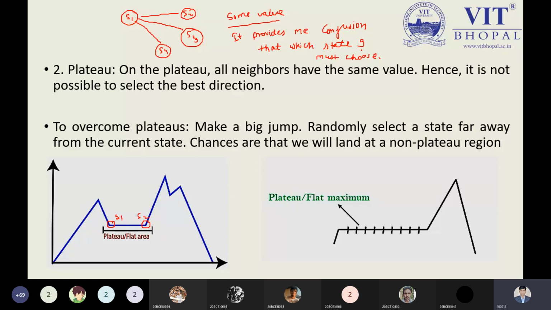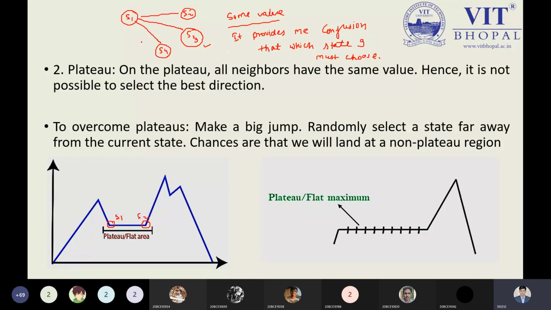To overcome this problem, we have to make a big jump and randomly select the state, and this is the only solution. So you can take S3, but after choosing S3, there's no guarantee I am following the best solution, I'm just trying. Maybe I can choose S2, so I can get the optimum solution. This is known as generate and test. Due to this reason, the hill climbing approach supports the generate and test feature.